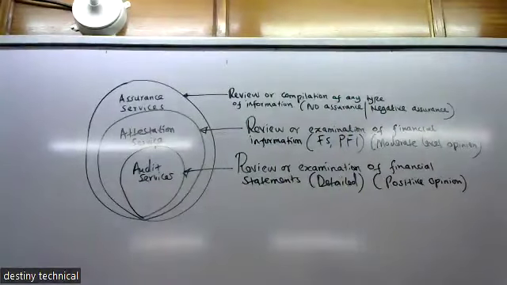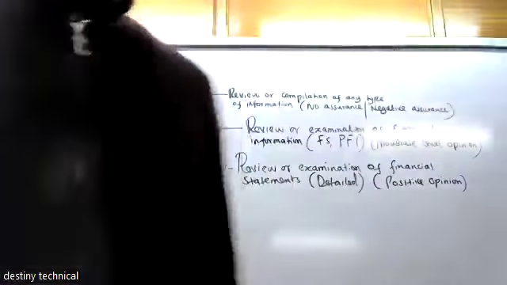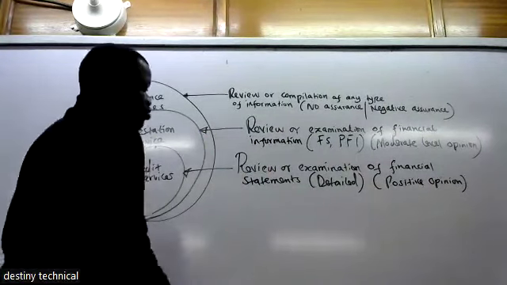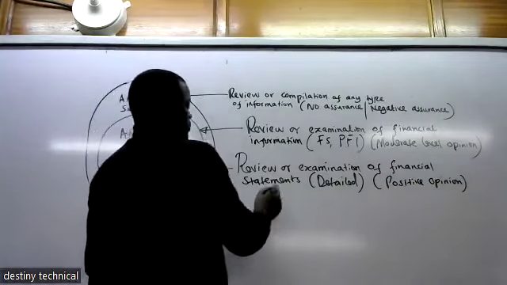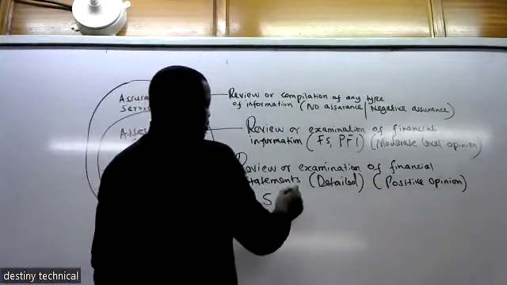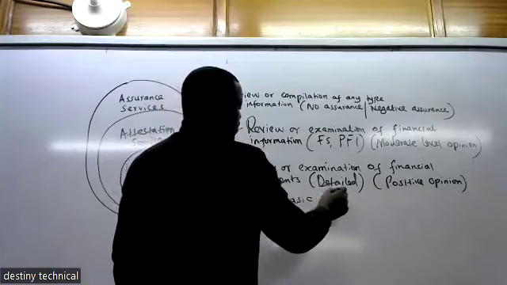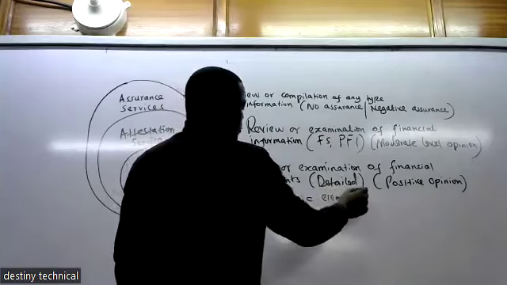Elements of an assurance engagement. All assurance engagements have what we call the 5 basic elements. All assurance engagements have the 5 basic elements.